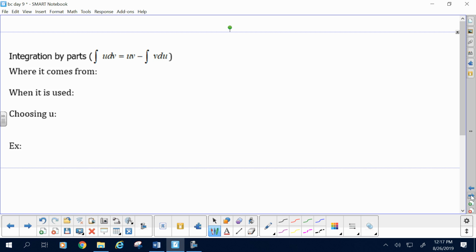We're good? Yeah. Okay, integration by parts, also known as ultraviolet voodoo. Ultraviolet voodoo is the integral. Obviously, you need to remember the subtraction and the integral sign, but then you're good. All right, where does it come from?